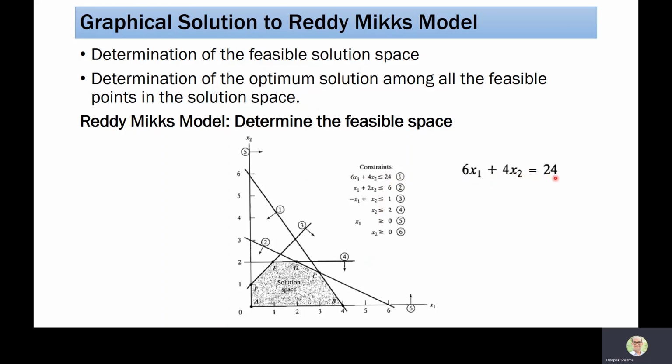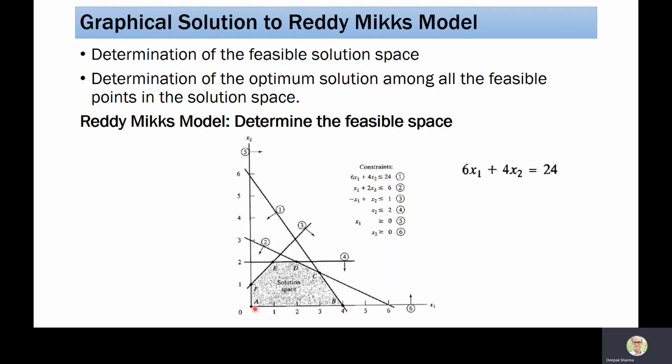6x1 plus 4x2 equals 24. Now this is the line which we can write. So as you can see, this is what we got. This is line number 1. What we are going to do here is that we have drawn this line with the equality sign, but our actual constraint is of the smaller than or equal to type.